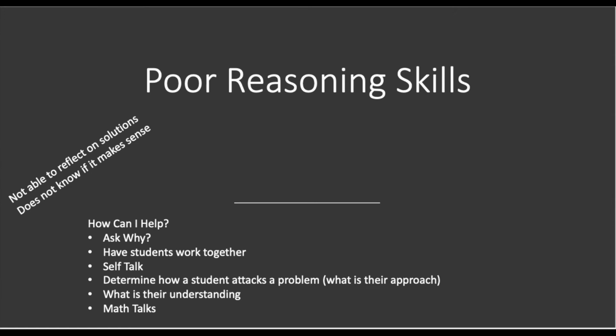But most of all, maybe they can color coordinate things. They can look for certain things inside the problem that are important and highlight those. But those are just a few of the things that I can do for a child who has poor reasoning. The biggest thing is getting them to explain to me what they may need.